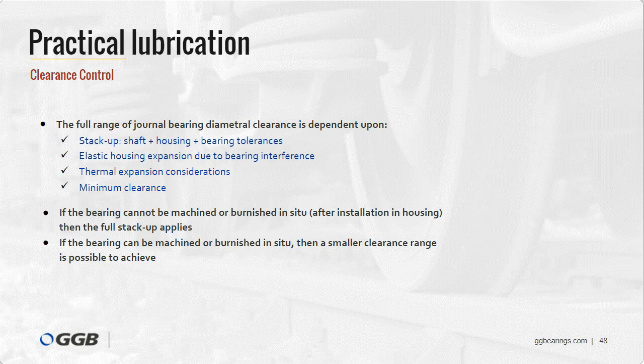However, some plain bearing materials, such as GGB's DTS-10, HIAX, or even DP-31, can be machined or burnished in situ, meaning after they've been installed in the housing. With this type of material, we can have more precise control of the clearance as we can machine the ID of the bearing once it's installed.